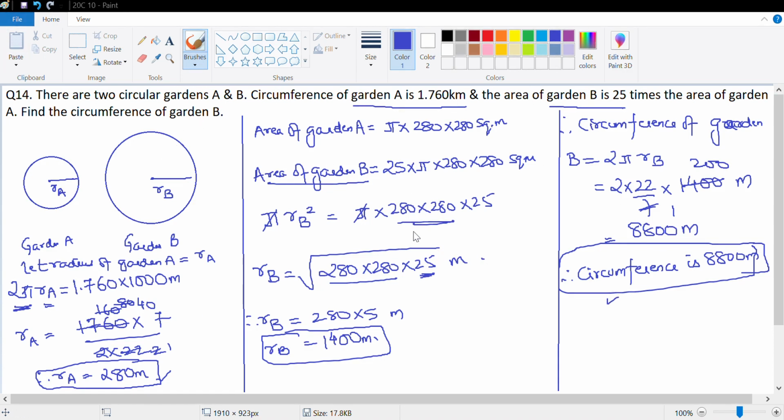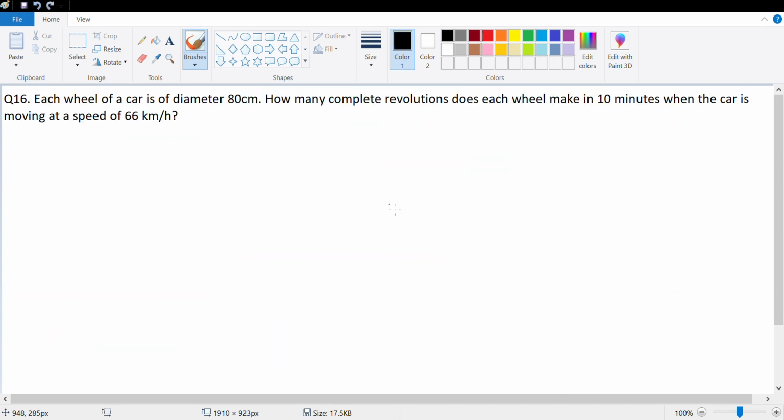The next question that we are doing now after this is question number 16. It says each wheel of a car is of diameter 80 centimeter. So wheel is obviously circular in shape, so each wheel is of diameter 80 centimeter. So let's just write this down. Diameter is equal to 80 centimeter. Therefore, radius is equal to diameter upon 2, which is 40 centimeter. Done. How many complete revolutions does each wheel make in 10 minutes when the car is moving at a speed of 66 kilometer per hour?